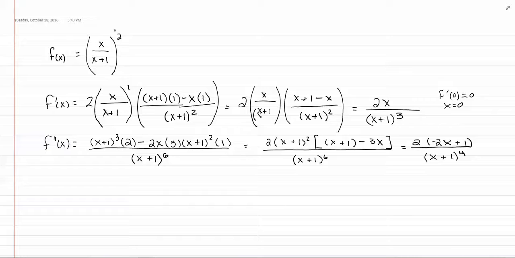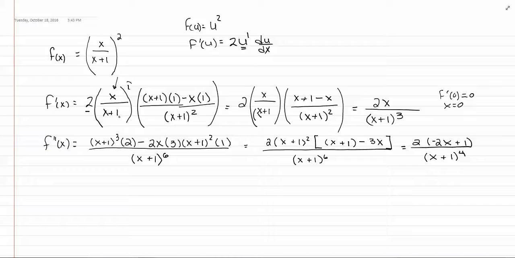You're going to pull the power down in front and then decrease it by 1. And then you've got the inside to take the derivative of. So this is going to be the chain rule. This is like u squared, and then take the derivative of that. So it's going to be 2u to the 1, but then you've got to take the derivative of what's inside. So I'm taking the derivative of this using the quotient rule.